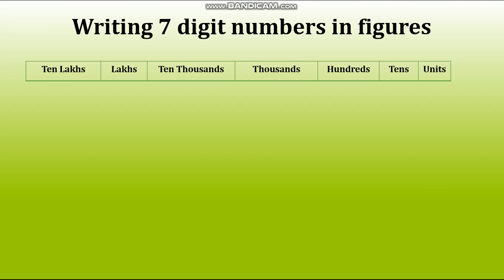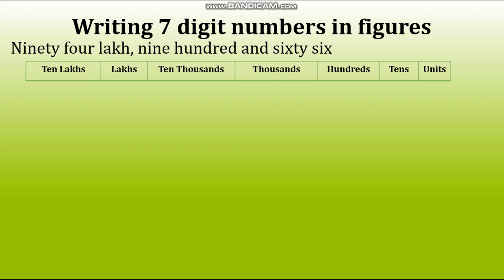Now let us study how to write a 7-digit number in figures. Now children, here the numbers are given to us in words and we have to write them in figures. So here we have to consider the place values of every number. So see here, this is the first example, 94,966. So we have to see the place names, place values of the digits which are given over here, and accordingly we are going to write the particular number.